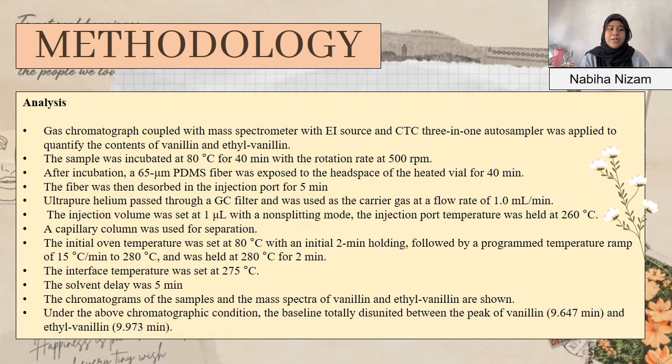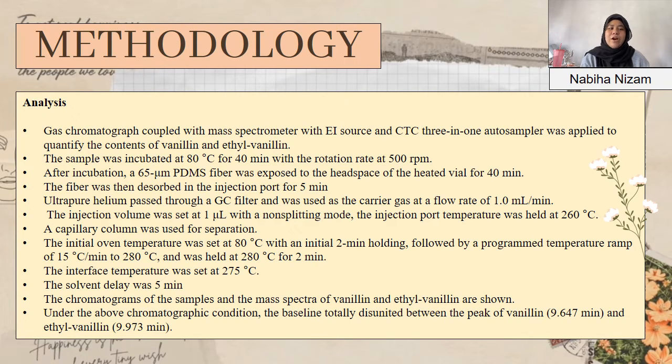Ultra pure helium passed through a gas chromatograph filter and was used as the carrier gas at a flow rate of 1 ml per minute. The injection column was used for separation. The initial oven temperature was set at 80 degrees Celsius with an initial 2-minute hold, followed by a programmed temperature ramp of 15 degrees Celsius per minute to 280 degrees Celsius, and was held at 280 degrees Celsius for 2 minutes. The interface temperature was set at 275 degrees Celsius. The solvent delay was 5 minutes.